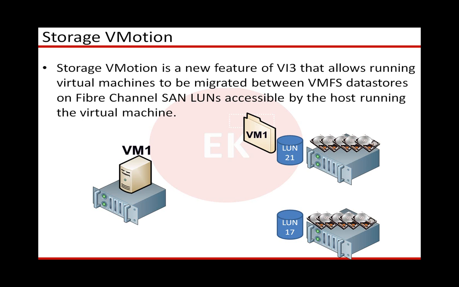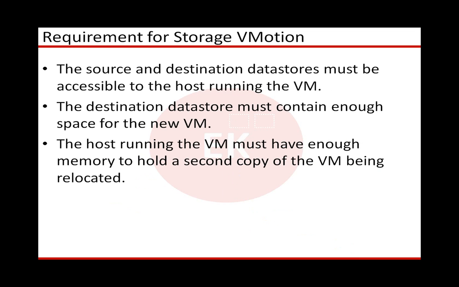Now let's take a look at the requirements for storage vMotion. You're going to notice here that the source and destination data stores must be accessible to the host running the VM. We covered that. The destination data store must contain enough space for the new VM, obviously. The host running the VM must have enough memory to hold a second copy of the VM while being relocated. So the host that you're running the VM from needs to have enough resources to hold two copies of that VM while it's being relocated, which is again understandable.